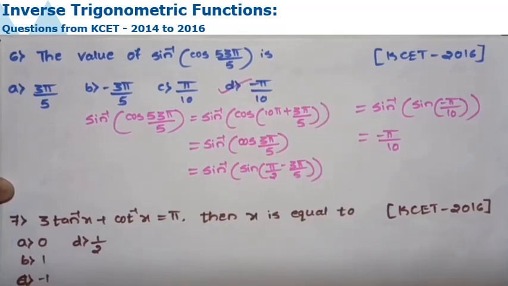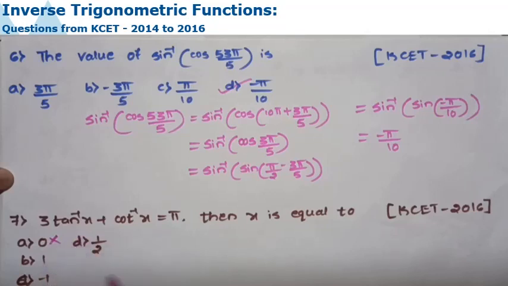Okay, so now we'll have the 7th sum. The 7th question is, if 3 tan inverse x plus cot inverse x is pi, then x is equal to. Okay, so one method is to go on substituting all these options in the given expression. If x equals 0, first see tan inverse 0 which is 0, cot inverse 0 which is not defined, so 0 is not the answer.